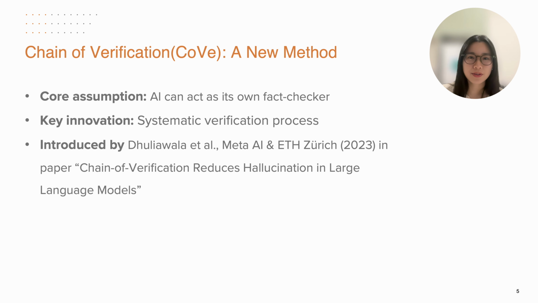And this brings us to the chain of verification method. What makes this approach unique is its core assumption that an AI system, when properly prompted, can act as its own fact checker. The key innovation lies in its systematic verification process, where the model deliberately separates generation from verification. This method was introduced in the paper Chain of Verification Reduces Hallucination in Large Language Models.